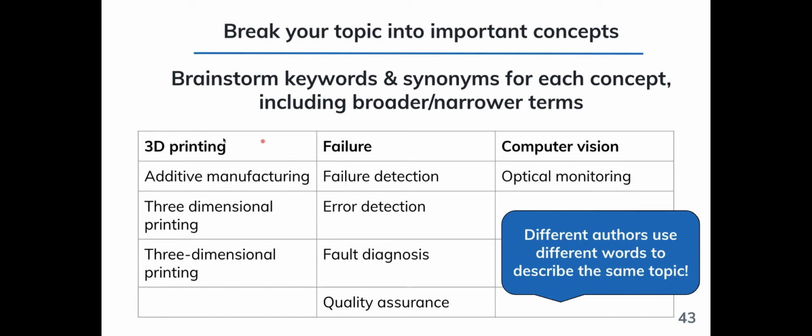So I did that for my 3 concepts: 3D printing, failure, and computer vision. This is really important because different authors, even though they're working on the same topic, are going to be using different words or phrases to describe their research. So if I only went with 3D printing, failure, and computer vision, I would be missing some relevant sources because I wasn't thinking broadly about what other terms researchers in my area are using.